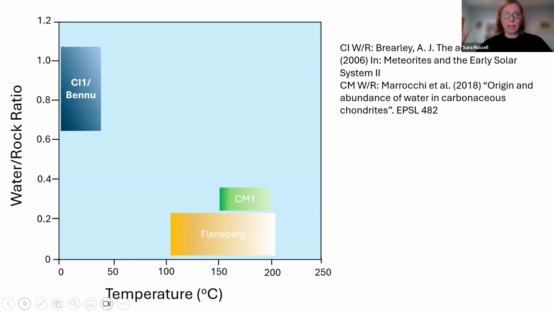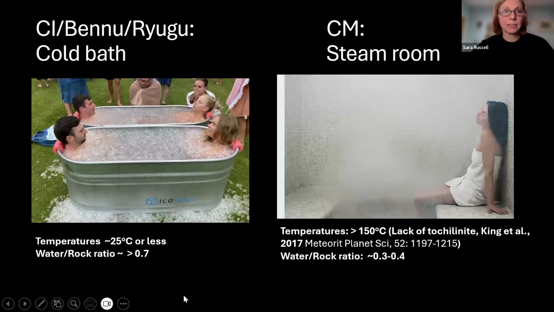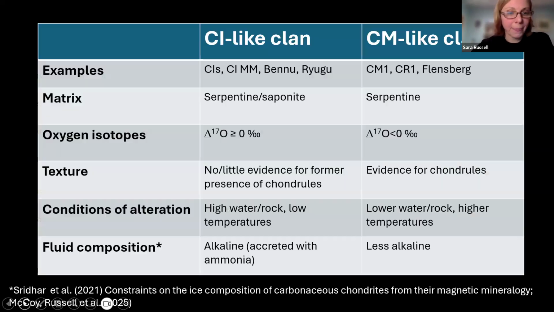So just to give you a visual impression of how I see these differences, the CIs would have formed something like in a cold bath, so loads and loads of water, but very low temperatures, whereas the CMs, more like a steam room, hot temperatures, but not so much water available. But in both of them, they produced these alteration reactions, both of these environments.